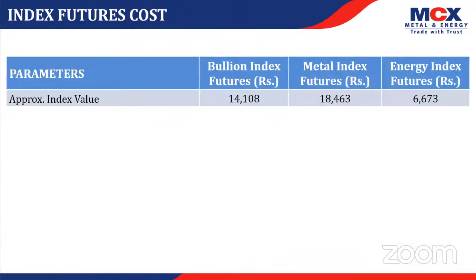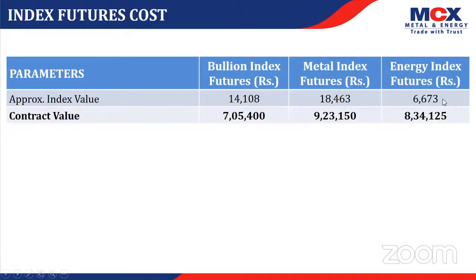Now, let us see the important part. When I said these are smaller contracts, take yesterday's closing price of the index. The Bullion index was at 14,108, metal index was around 18,464, and energy index was 6,673. So what would be the contract value? If I talk about Bullion index, it comes only to 7,05,400 contract size. As compared to the individual underlying futures contracts, I have a slide there, these are very small values. For metal index, it becomes a 9 lakh contract, 9,23,000, and energy index it becomes an 8,34,000 contract value.